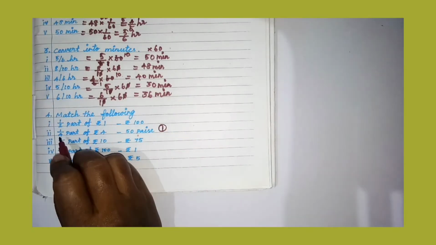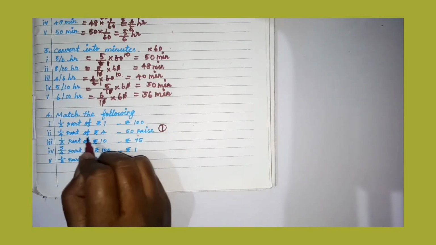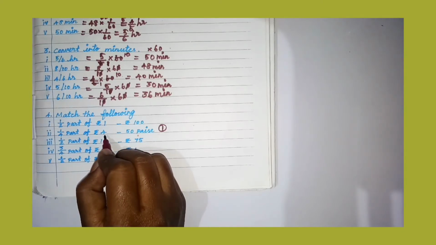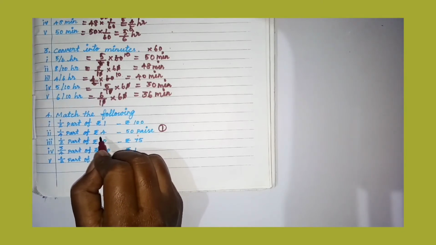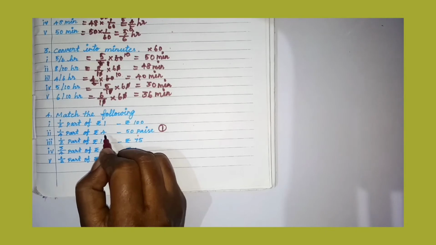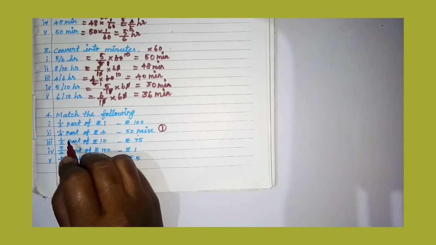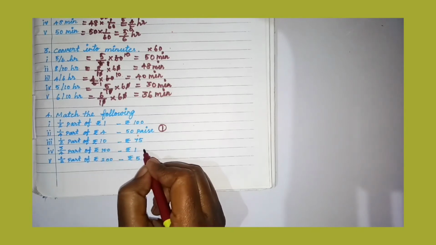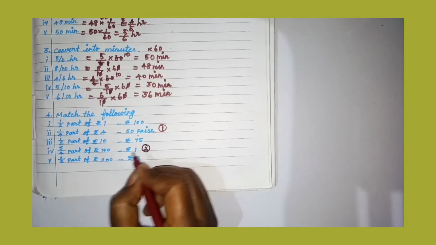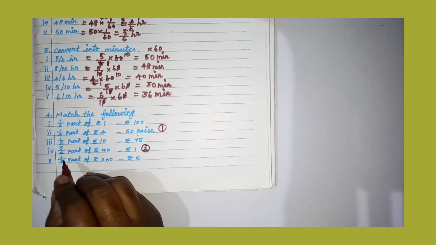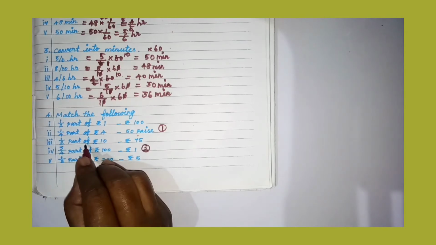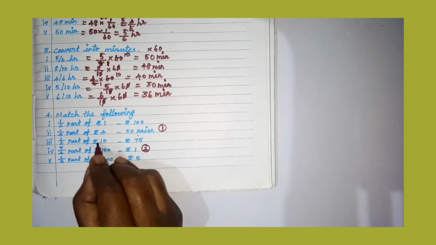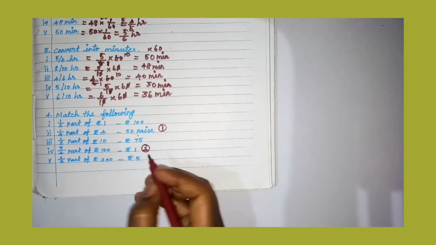Next, 1 by 4 part of rupees 4 rupee. So 4 rupee half part is 2 rupee. Then quarter part is 1 rupee. So second one answer is 1 rupee. Next, half part of rupees 10. 10 rupee half part value is 5 rupee.